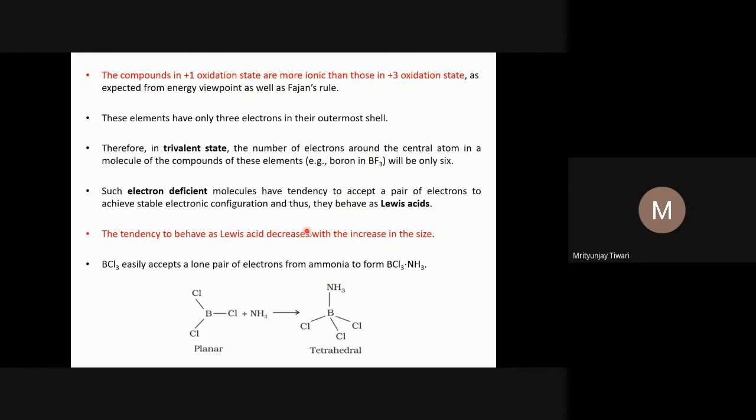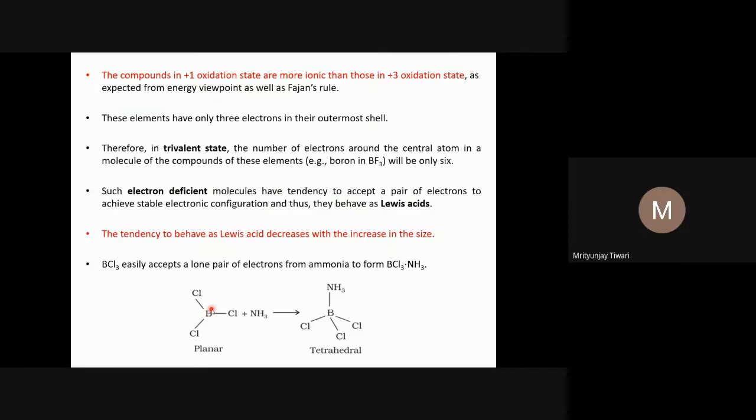This point is important. Acidity, or Lewis acid behavior, decreases down the group. For example, consider the Lewis acid behavior of BCl3, like BF3, but with chlorine in place of fluorine. BCl3 reacts with ammonia and forms an adduct. Ammonia has a lone pair of electrons and boron has an empty p orbital, so ammonia will put its electrons in the empty p orbital of BCl3, and an adduct will be formed.